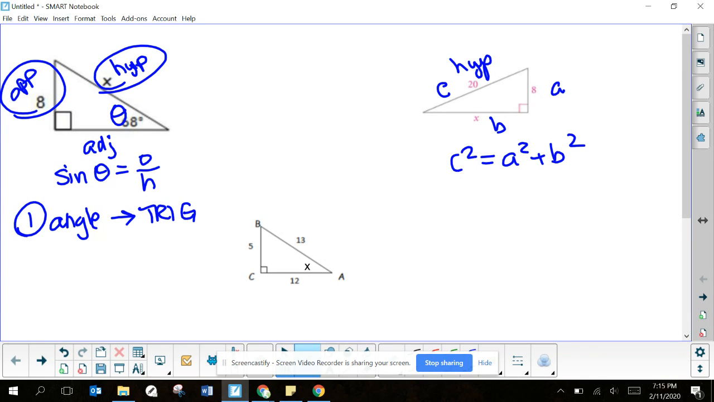Let's look at this third triangle at the bottom. It has three sides, but it also has an x inside an angle. If there's any angle at all, an x, a 68, some other number, we know that that's going to be theta. And we can label our triangle opposite, hypotenuse, and adjacent. Again, if there's an angle, we're going to use trig.